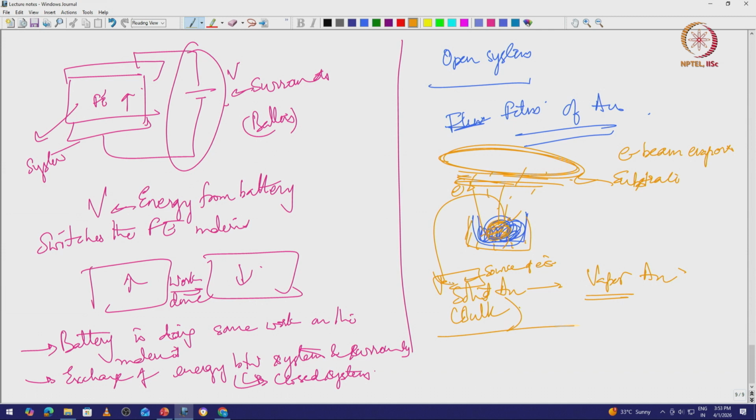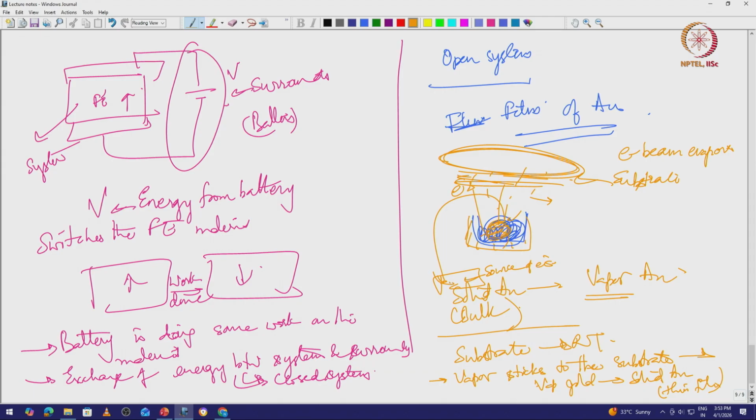My substrate is at room temperature. Once the vapor goes and sticks to my substrate, it has to solidify. So again there is vapor gold which solidifies as solid gold, but this time the solid gold will have the shape of a thin film. It is a film of gold that will be coated uniformly on your substrate.